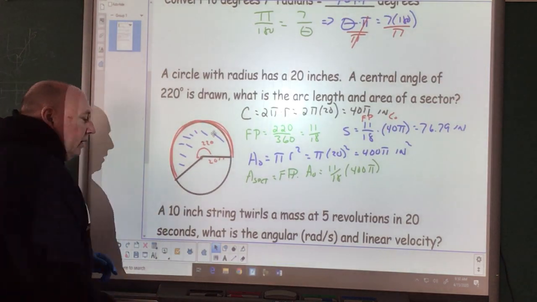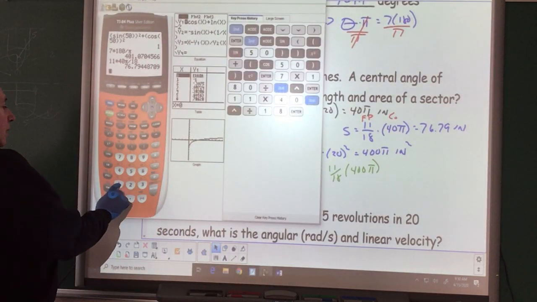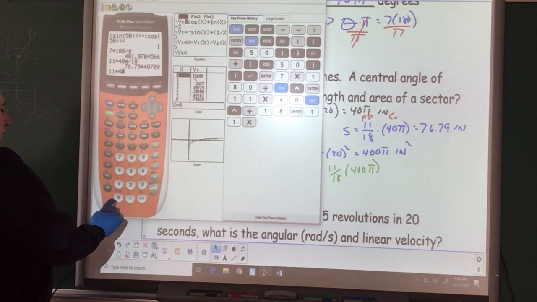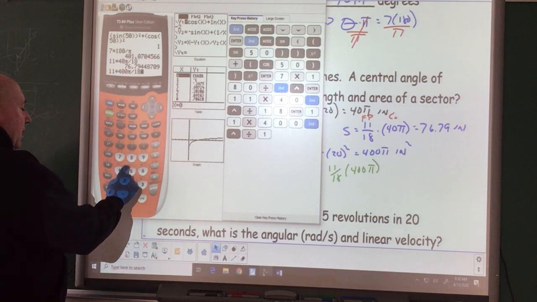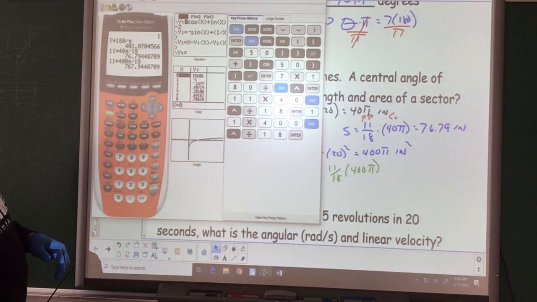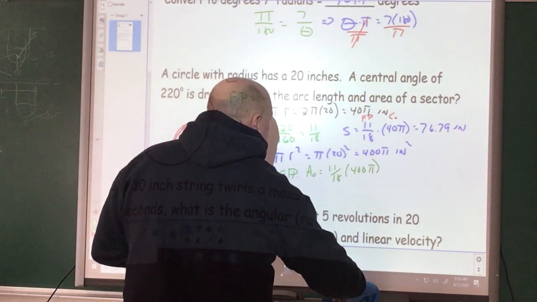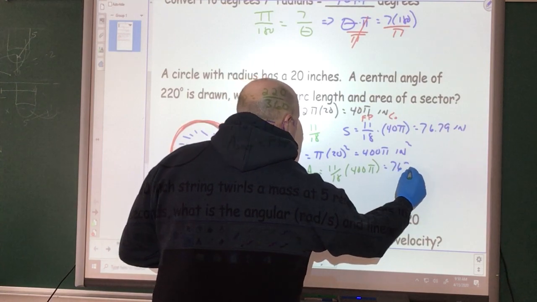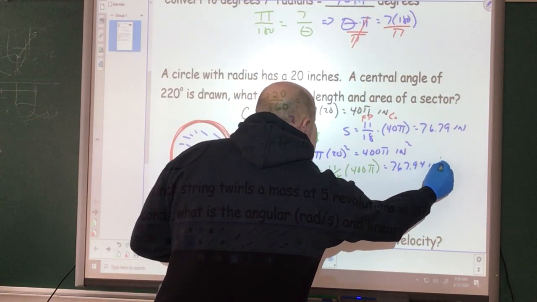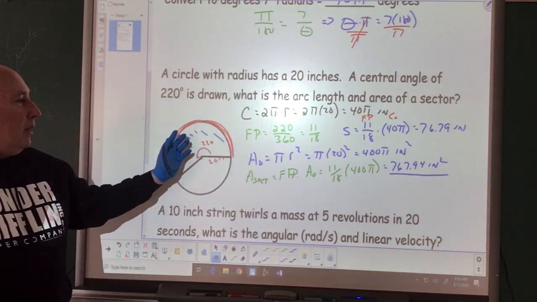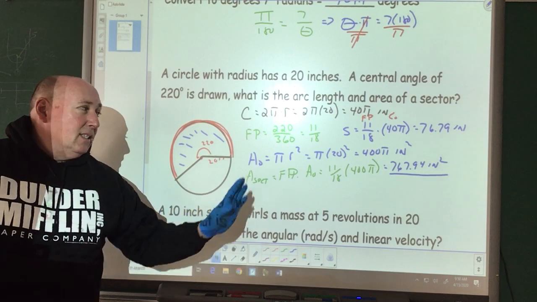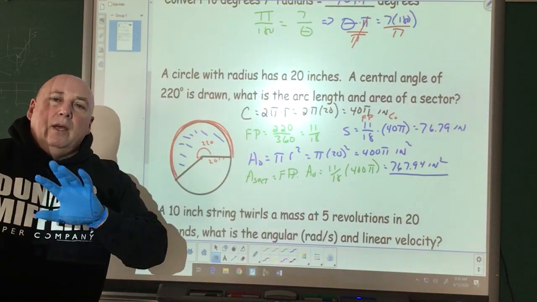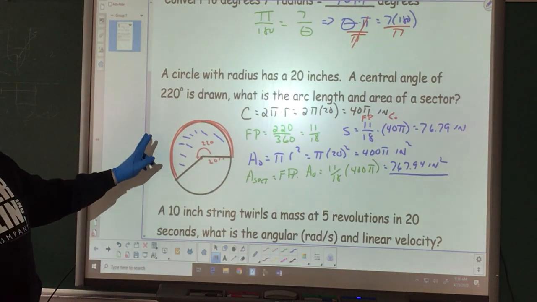So we can take our 11 times 400 pi divided by 18, and we get 767.94 inches squared. That would be the amount of area in this sector. There are formulas, once again, that deal with the idea of radians. I like to keep it as simple as possible in regards to our fractional parts.